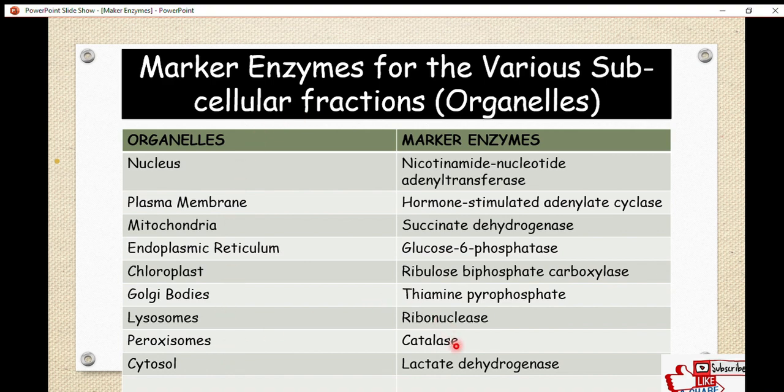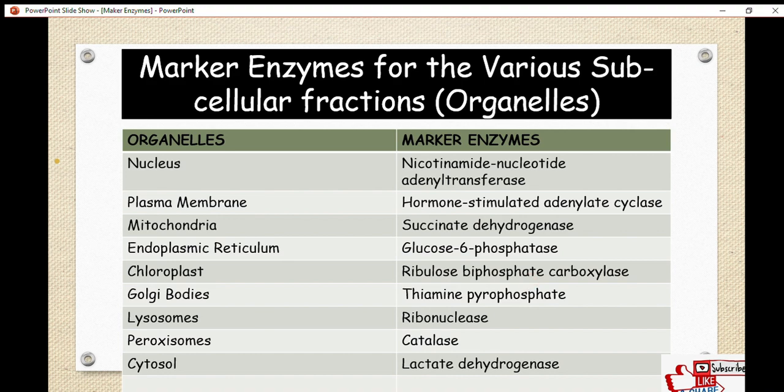So like I said earlier, there is not going to be a situation where you can find nicotinamide nucleotide adenylyl transferase in the cytosol. It is only specific to the nucleus. Likewise, you can't find lactate dehydrogenase in the nucleus. It's also specific to the cytosol only. So the cytosolic fraction has lactate dehydrogenase as its marker enzyme. These marker enzymes are very, very important because they are used to identify these organelles in a fraction of a homogenate, so that we can study the functions of the organelle efficiently.